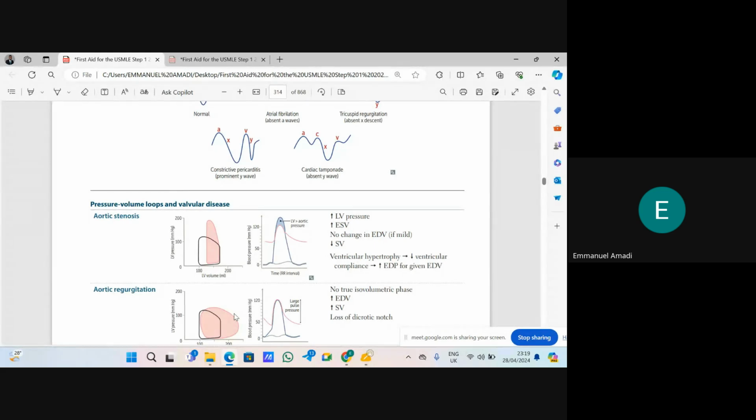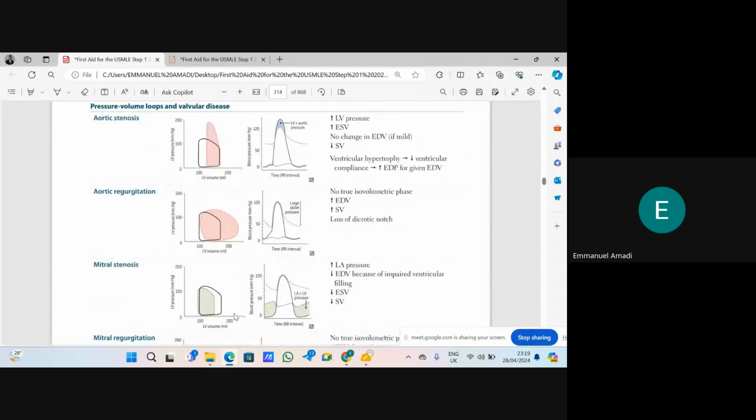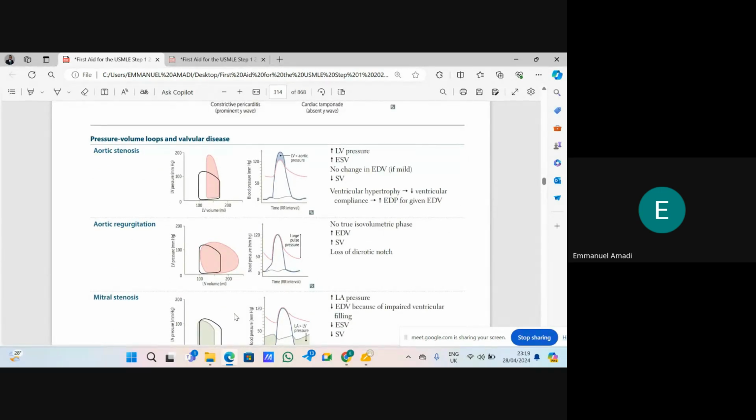Now, the next thing we're going to look at is what we've already talked about, those ones above. The next thing we'll look at is what they call the pressure, volume, and valvular diseases. Remember, we have done these two things, we have settled it. We have settled this one to definitely be the pressure volume tracing, and this one is definitely the pressure time tracing. These are two things we already settled.